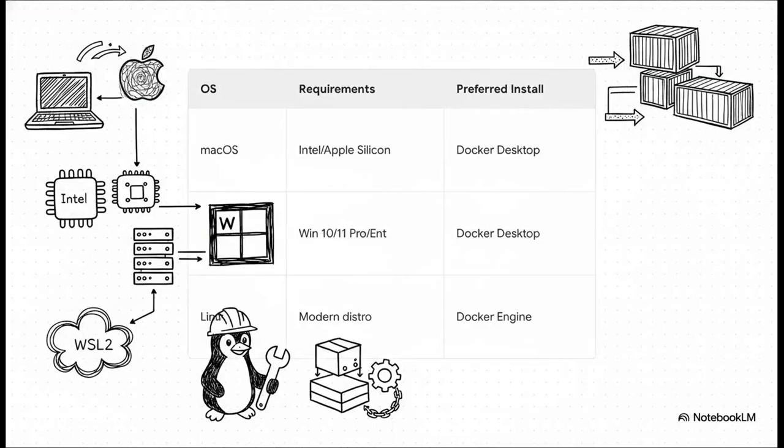And this breakdown brilliantly illustrates exactly what you're going to need based on your specific machine. If you're on a Mac, you really just need to pay attention to whether you've got an Intel chip or Apple Silicon, because that dictates your OS version requirements. Now, for Windows users, your sweet spot is Windows 10 or 11 Pro or Enterprise. And listen, you will definitely want to leverage WSL2, that's the Windows Subsystem for Linux, for a truly seamless, high-performance experience. And hey, if you're already on Linux, you just need a modern distribution that supports cgroups and namespaces, and you can just install the engine directly. So identify your hardware right here, and boom, you've got your foundation.